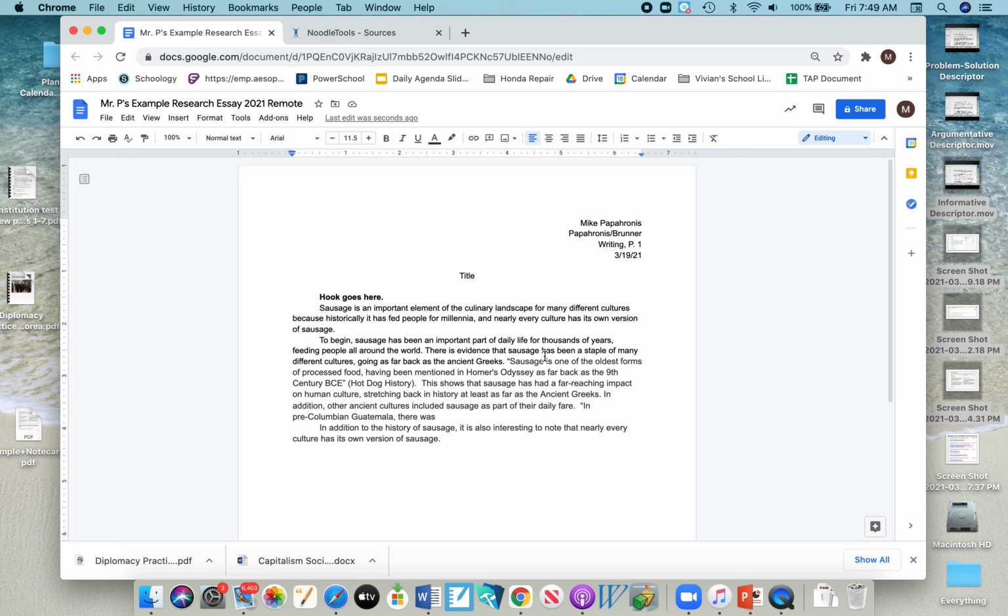Okay, so this is how you incorporate your note cards into getting your essay started as a draft. Okay, this right here with parenthetical citations is non-negotiable. You have to do this. If you don't do this, I'm not taking your paper. So you have to be able to do that.